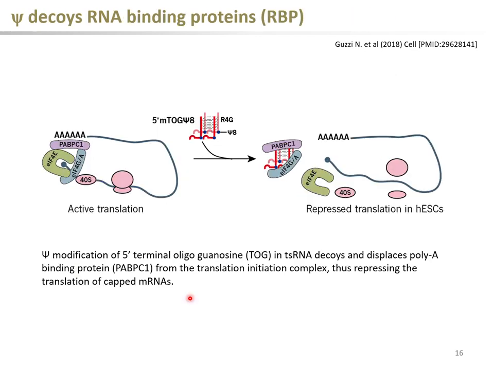Pseudouridine inhibits protein translation by decoying RNA binding proteins in the protein translation pre-initiation complex. Pseudouridine modification of the 5' terminal oligoguanosine (TOG) in tsRNAs binds and displaces poly-A binding protein PABPC1 from the translation initiation complex, thus repressing the translation of capped mRNAs.